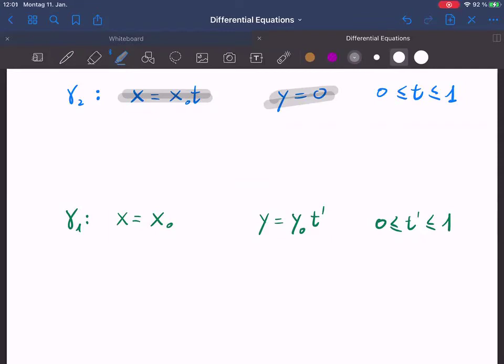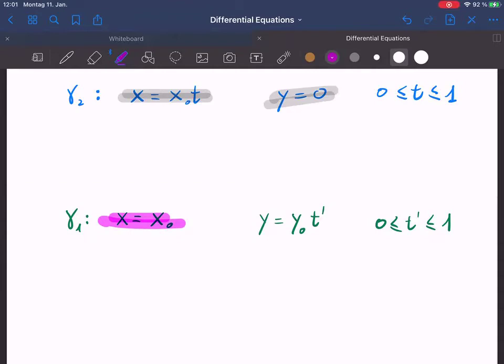And gamma 1 has now x0 fixed, because I'm going vertically, so the x-coordinate is fixed, and it's starting from the point x0, 0. And I have to go to the point where the y-coordinate becomes y0. Or in other words, my path segment gamma 1 is just y equals y0 times some coordinate, let's call it t prime, the prime just to distinguish it from the t that I had in gamma 2. And t prime goes between 0 and 1.